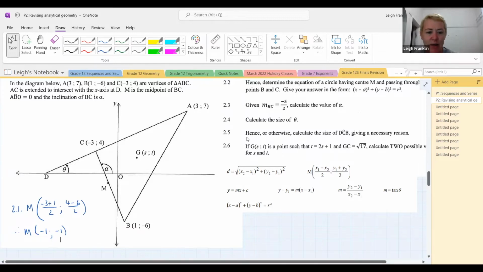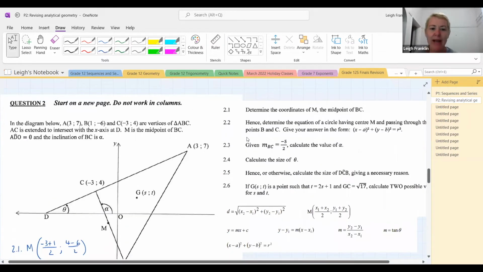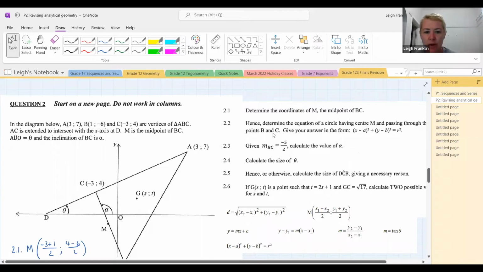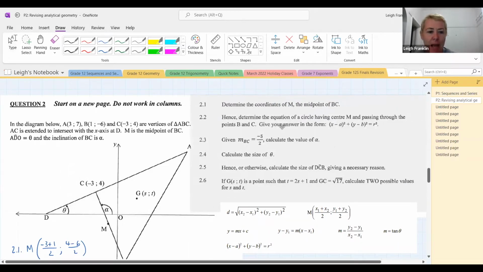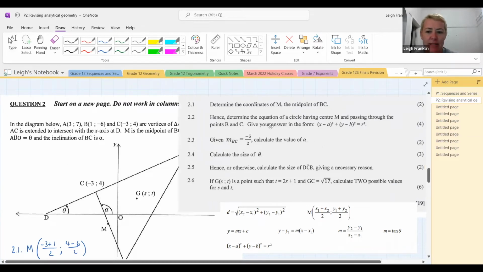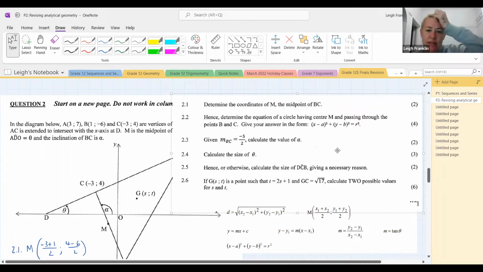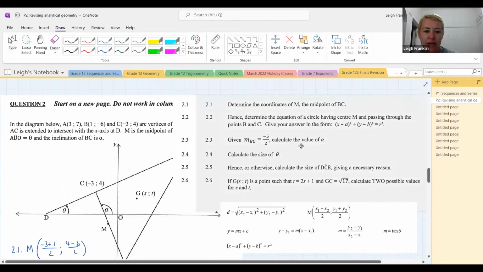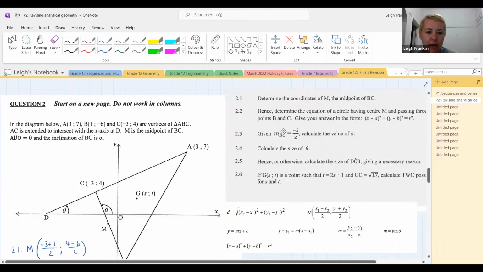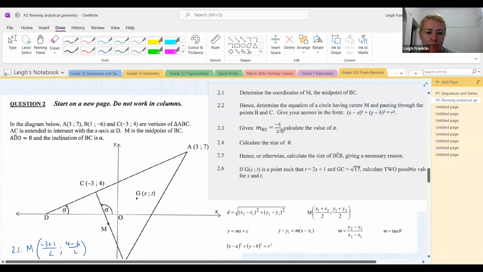Okay, now the next question says to us, hence determine the equation of the circle having center M and passing through B and C. Okay, so that's out of 4, guys. So they want us to determine the equation of the circle having center M and passing through points B and C. We must give our answer in center radius form, like so. Okay, so now, just move that out the way there.